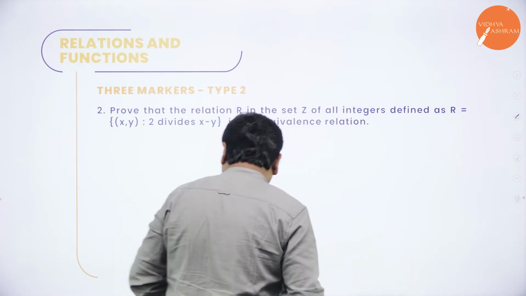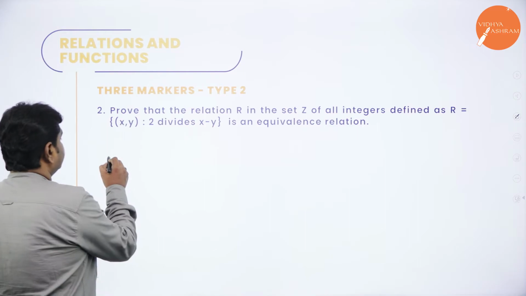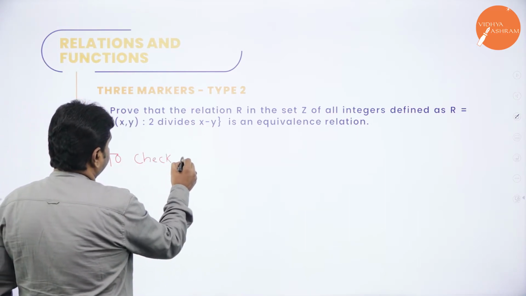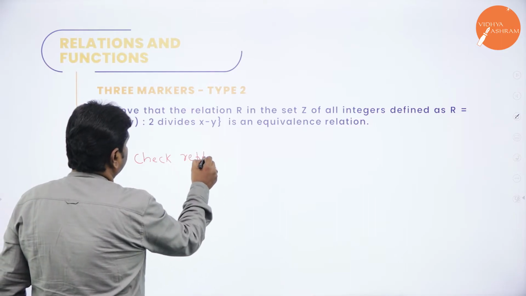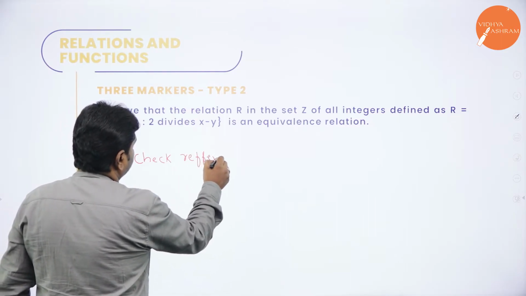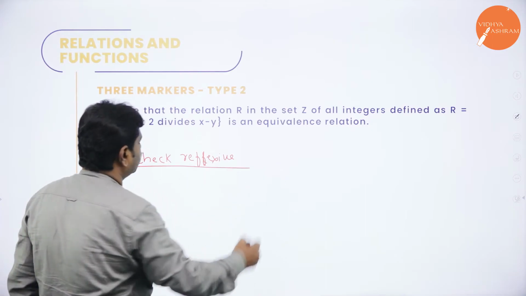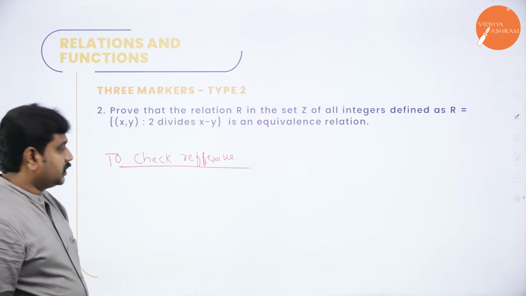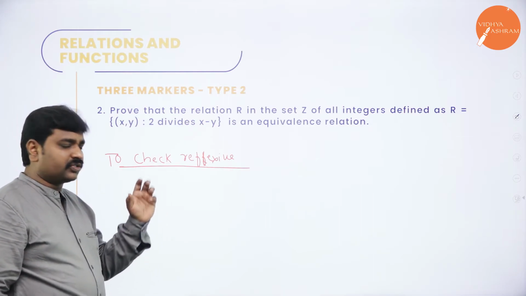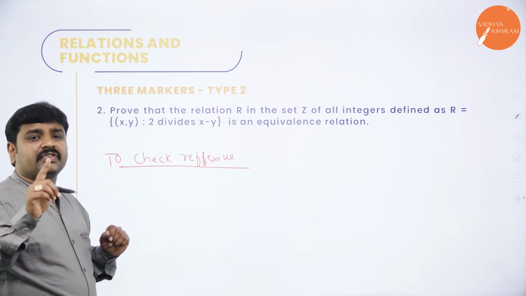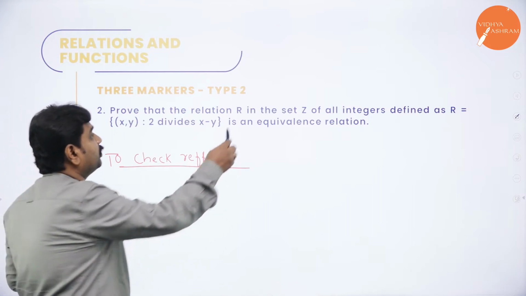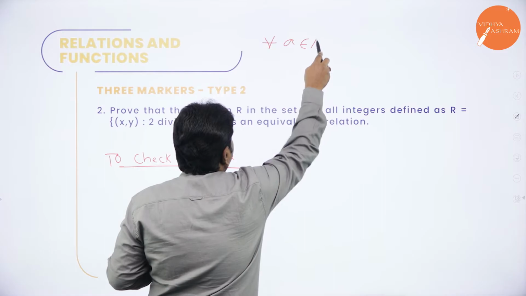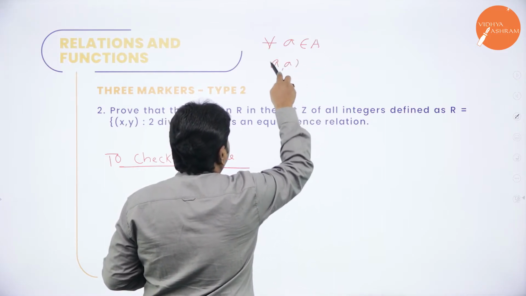Now, to check reflexive. Reflexive means what? It definitely obeys reflexive, we will see. What is reflexive? For all a belongs to the given set, (a, a) should belong to R. That's what I taught you.